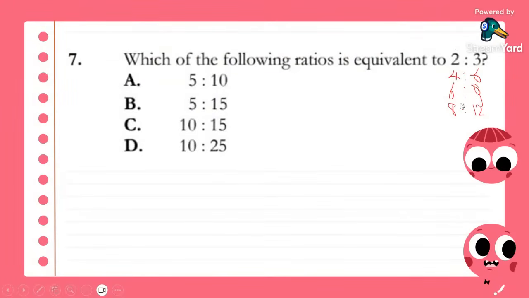Again, we do not have this in the answer. Let's go 5. 5 times 2, 10. 5 times 3, 15. 10 to 15. And we have 10 to 15 in the answer. So a ratio from the options that is equivalent to 2/3 would be 10 to 15.